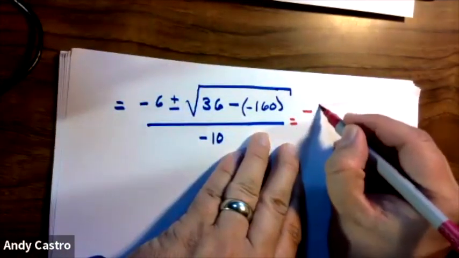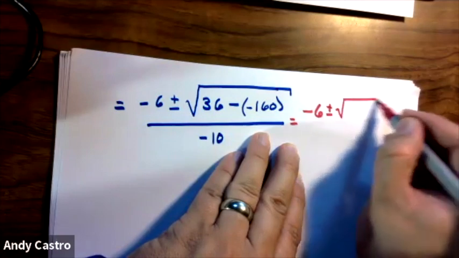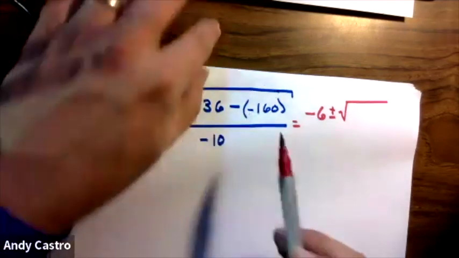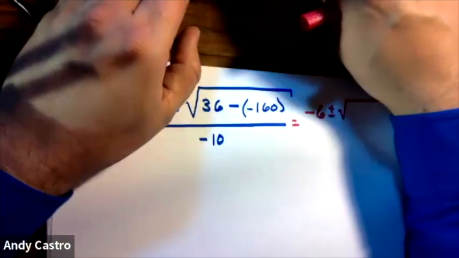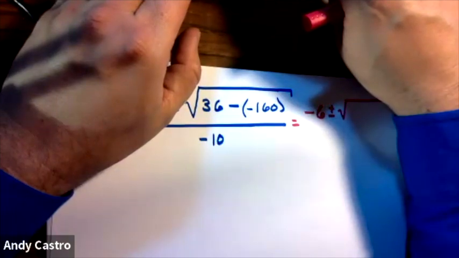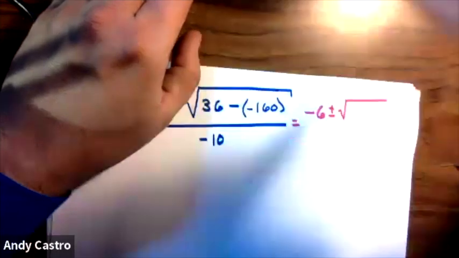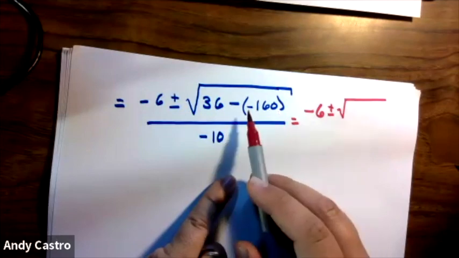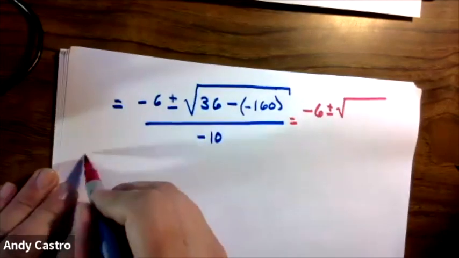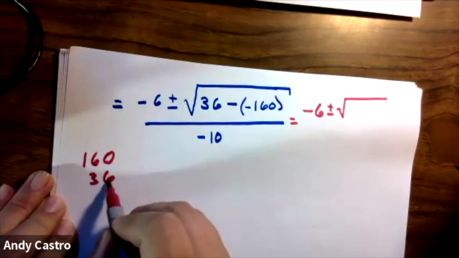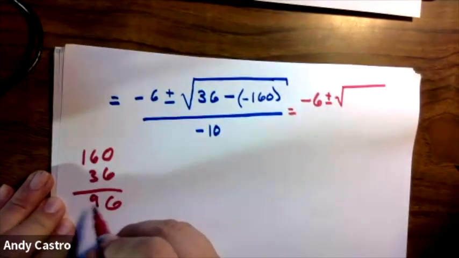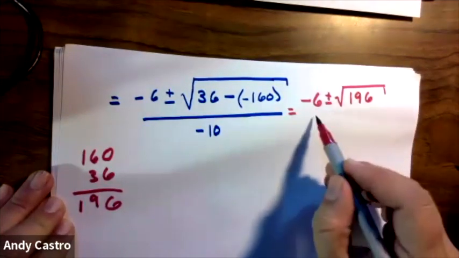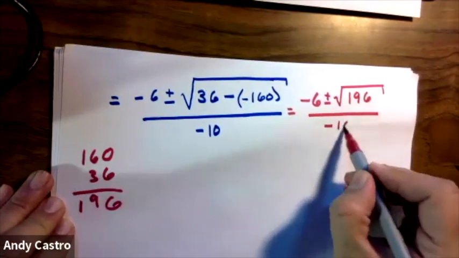All right, so we have -6 plus or minus. Now, 36 minus a minus, that's going to be a positive. And I thought I used an example where I was going to have two imaginary. Oh, no, I used an example where I'd have two real. That's fine. We can do that. Use the wrong example, that's okay. We'll keep going. So 160 plus 36. We can work that off to the side if we need to. That's the square root of 196, all divided by -10.